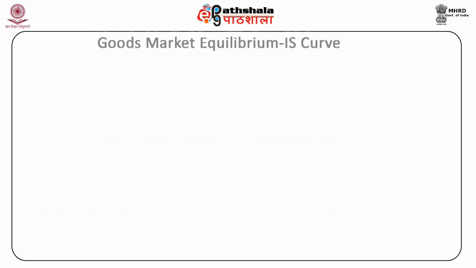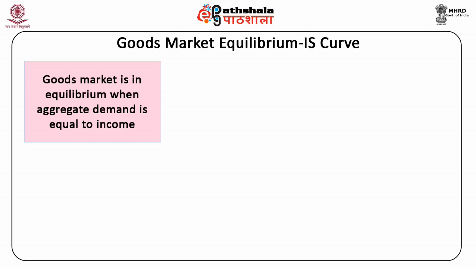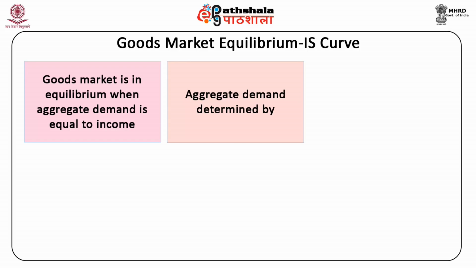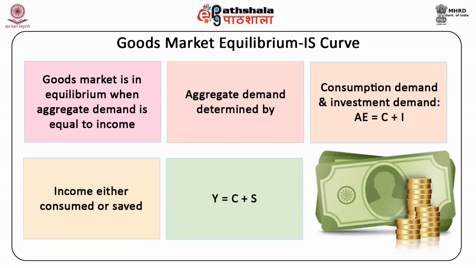Let us commence our module with the discussion of goods market equilibrium, the IS curve. The goods market is in equilibrium when aggregate demand is equal to income. The aggregate demand is determined by consumption demand and investment demand. This can be written as AE = C + I. Also, we know that income can either be consumed or saved. So, the identity is Y = C + S.